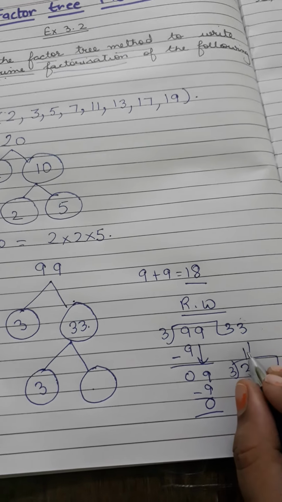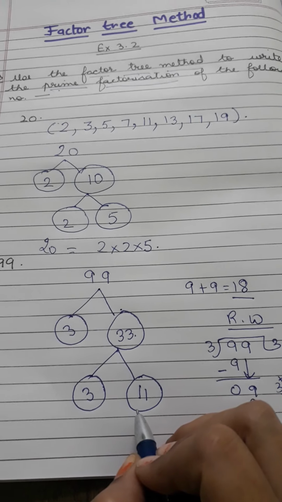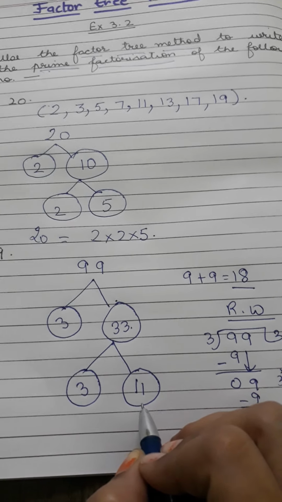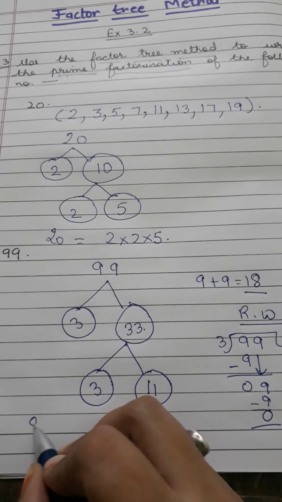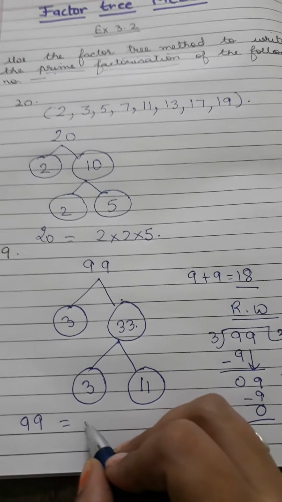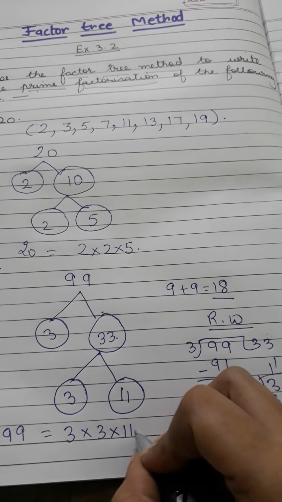Okay, now what is it? 11. Now 3 and 11 both are prime numbers. So we will stop it here only. So what is the factorization of 99? It is 3 multiplied by 3 multiplied by 11.